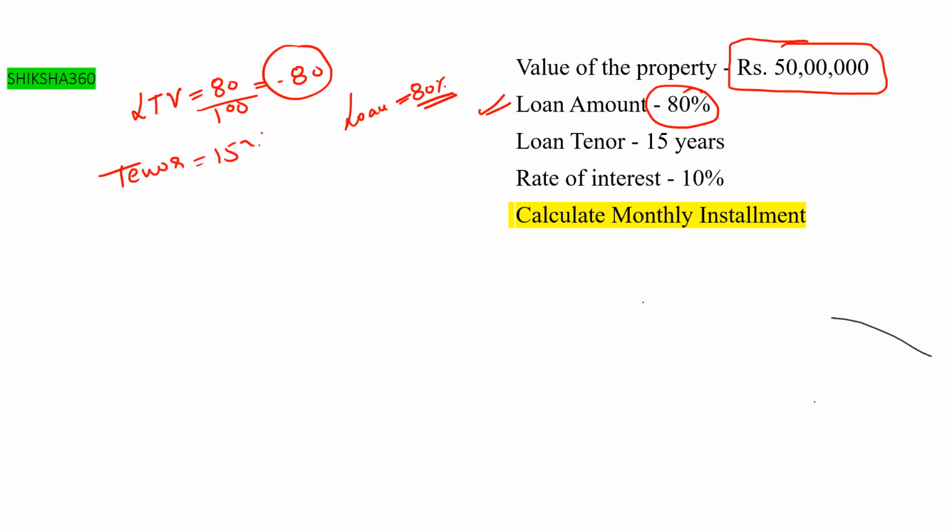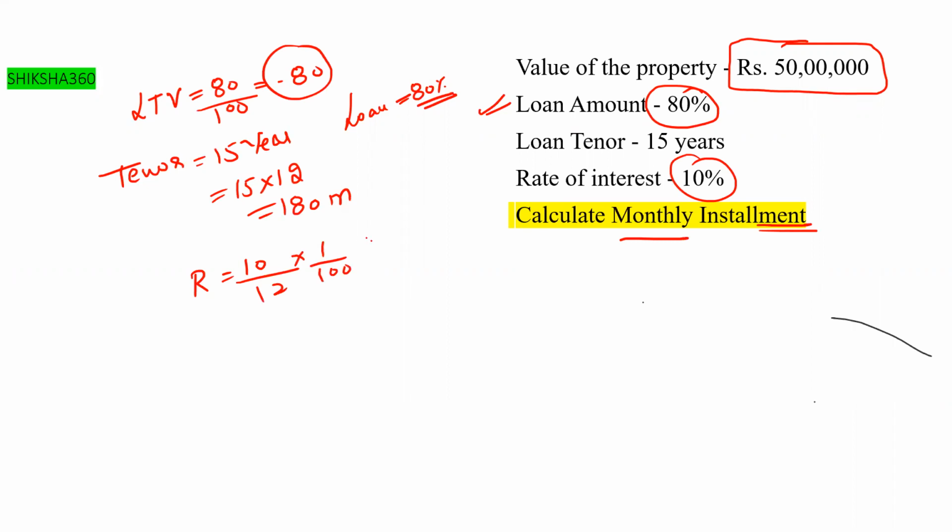Tenure is 15 years, and we have to calculate the monthly installment, so we multiply by 12, that is 180 months. The rate is 10%, but we have to calculate the monthly installment, so r equals 10 upon 12 into 1 upon 100, which is 5 upon 6 into 1 upon 100. First we divide 5 by 6 by 100, so we get 0.0083. This is the value of the rate. Hope this is clear to all of you.